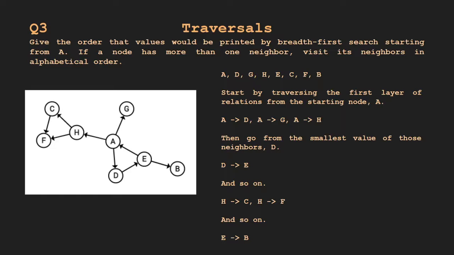Both C and F are 2 away from A, whereas B is 3. That's why you don't go there first. And so finally you go from E to B. So as I said before, the order is A, D, G, H, E, C, F, B.